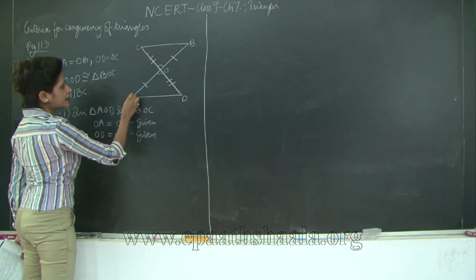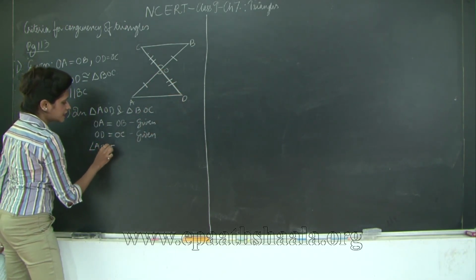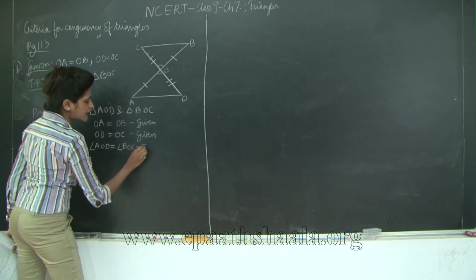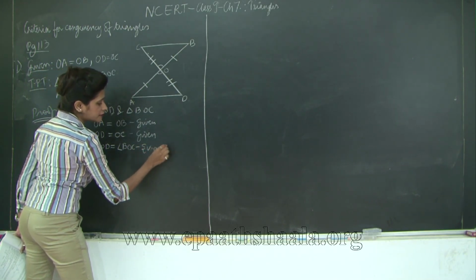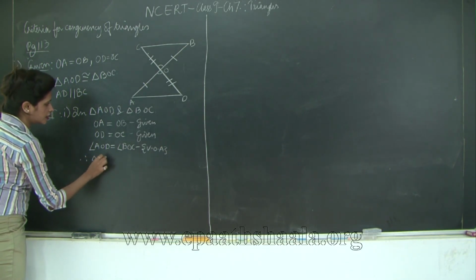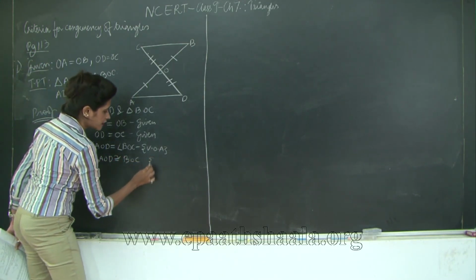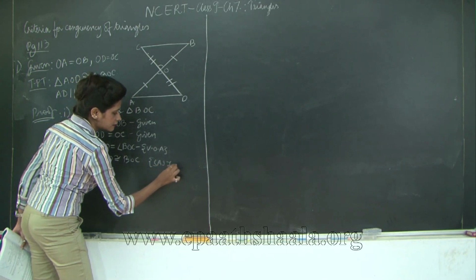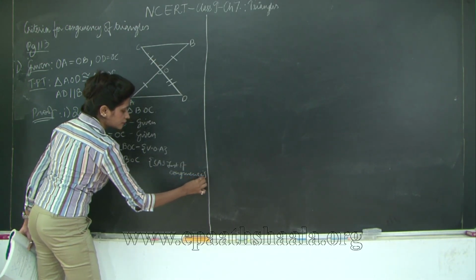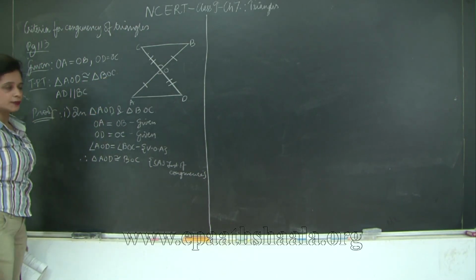Now, the included angle. So, I have my included angle AOD. Angle AOD is equal to angle BOC. Why? Because they are vertically opposite angles. Therefore, what can I say? Therefore, triangle AOD is congruent to triangle BOC by SAS test of congruence. Or you can just write SAS test. So, the first part is proved. We have proved that triangle AOD is congruent to triangle BOC.